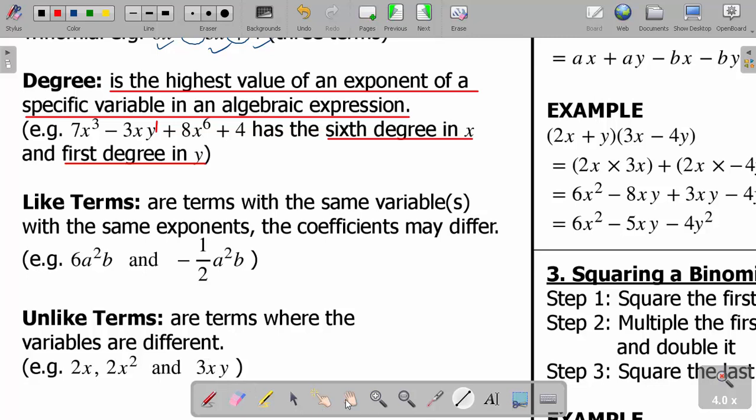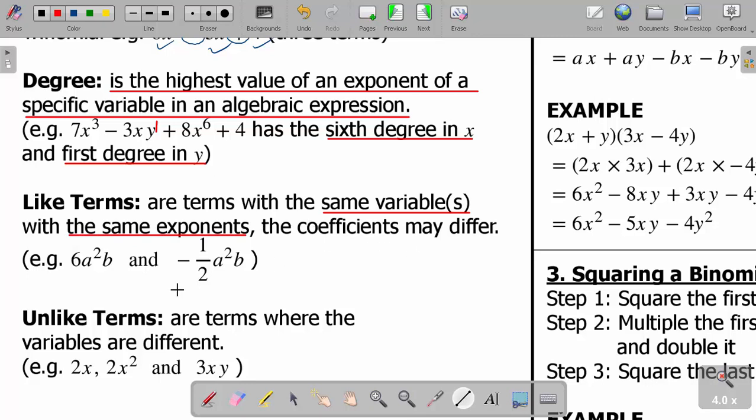Let's go to like terms now. Now what are like terms? These are terms with the same variables, with the same exponents. The coefficients may be different. So if terms are going to be like, they must have the same variables. Same variables. Are we together? And then what else? They must have the same exponents. Same exponents. What can be different are the coefficients.